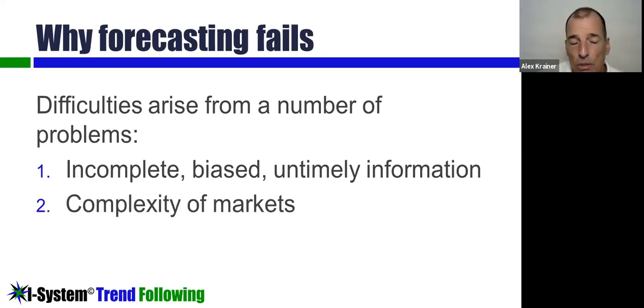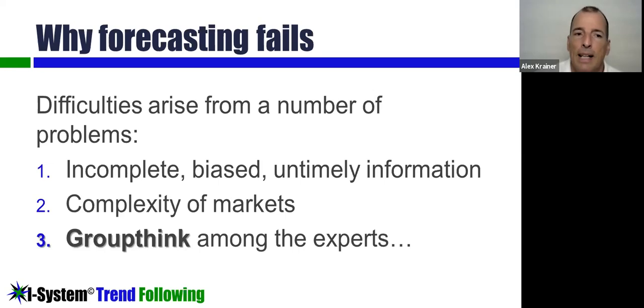Second, the problem has to do with the complexity of markets. Namely, there are very many moving parts, and making sense of it and then projecting market prices into the future is extremely difficult. Finally, a less well understood, less discussed problem, but a really grave problem, is the existence and prevalence of groupthink among market experts. And I'll give you an example again, just so you get a grasp of what I'm trying to say.